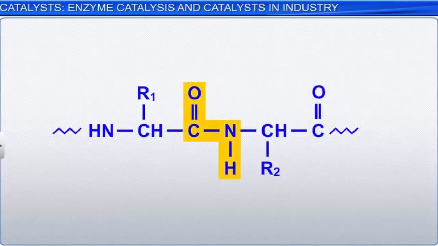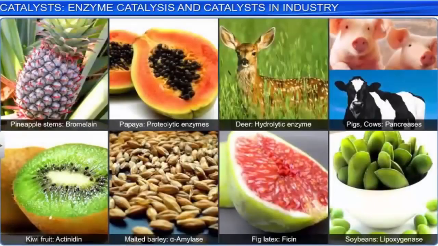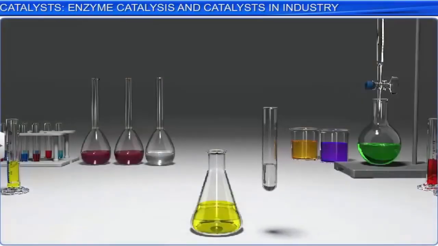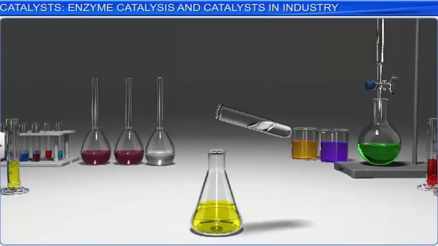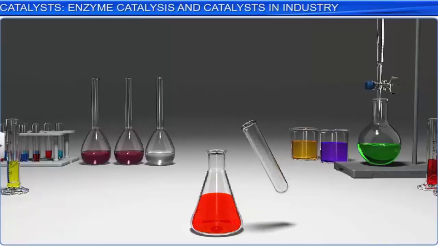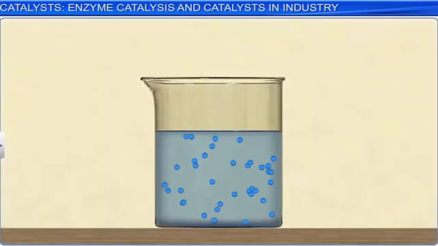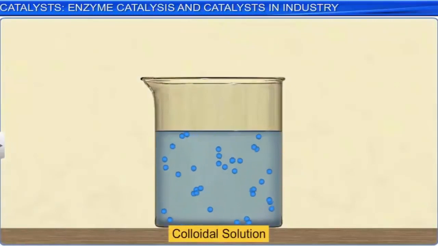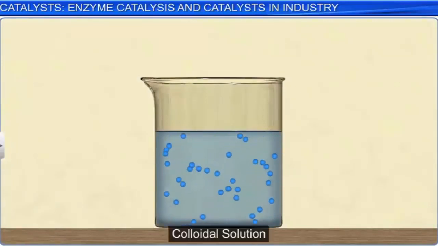Enzymes are obtained mostly from living plants and animals. In 1969, an enzyme was synthesized for the first time in the laboratory. Enzymes form a colloidal solution in water. A colloid is a type of mixture in which one substance is dispersed evenly throughout another.